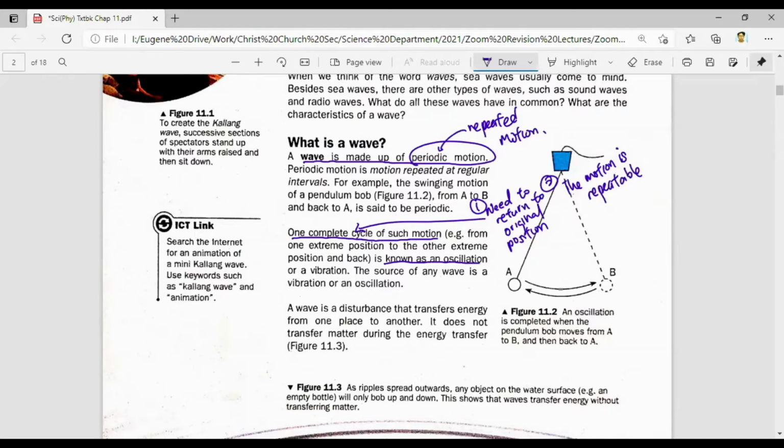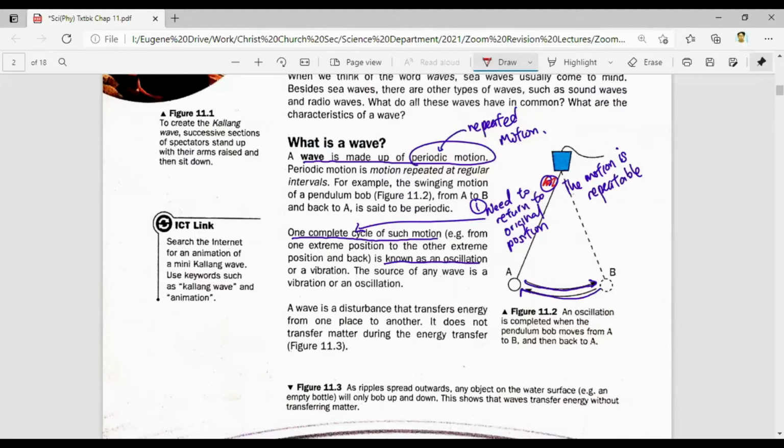So for example, in this case here, if I start off at A, for it to be considered an oscillation, it needs to go towards B and then come back. This is to fulfill the first condition of it returning to the original position. How about number two? Okay, number two, we talk about the motion must be repeatable. So can you see going there, coming back? If I repeat it, going there, coming back, you see the motion is repeatable.